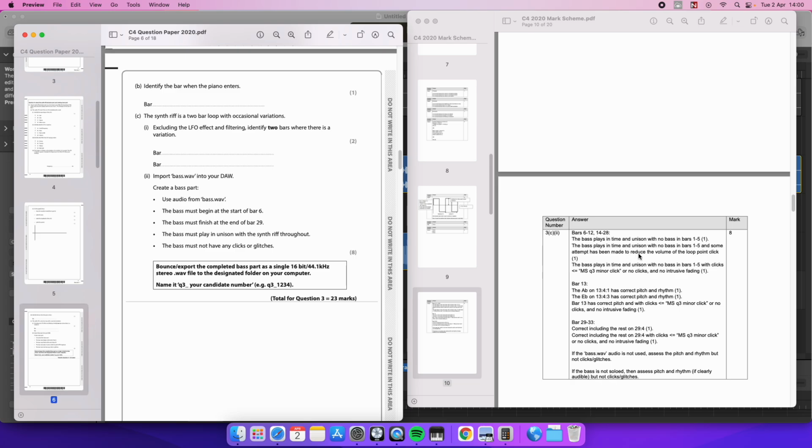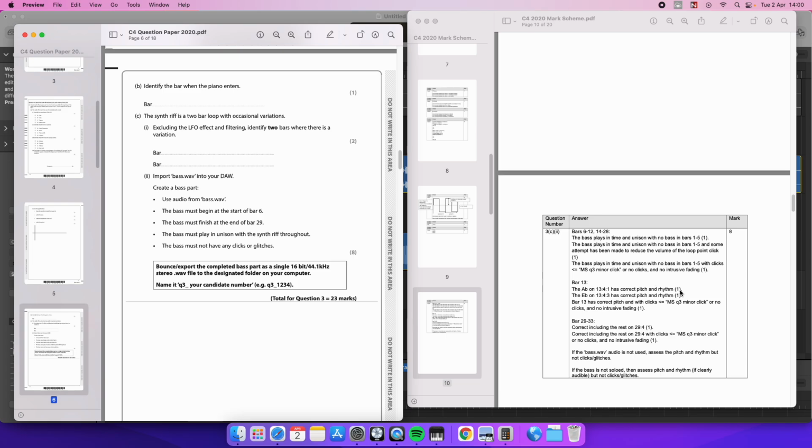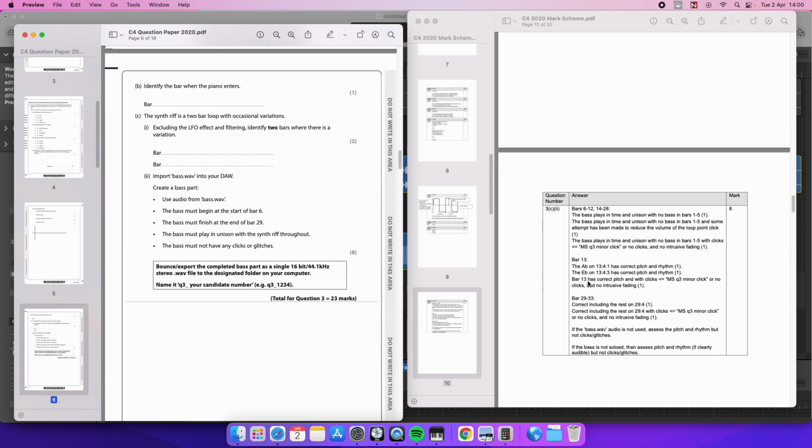Bass player and no bass in bars 1 to 5. Attempts have been reduced the volume of the loop point click. Yeah, we did that. Bass plays in time. The A flat has correct pitch and rhythm. The E flat has correct pitch and rhythm. We changed the pitch of those notes, although we chose D sharp, so E flat.